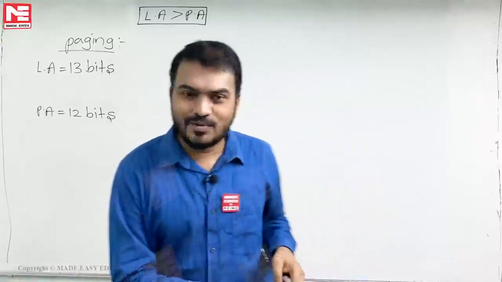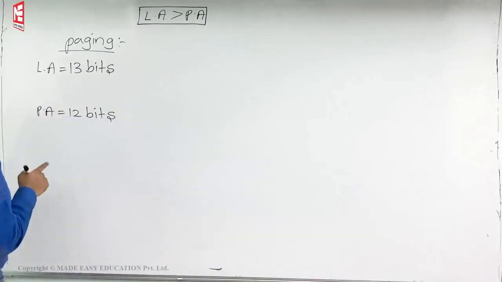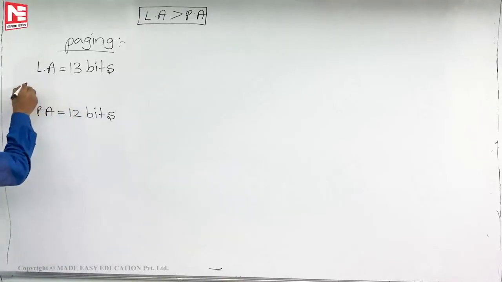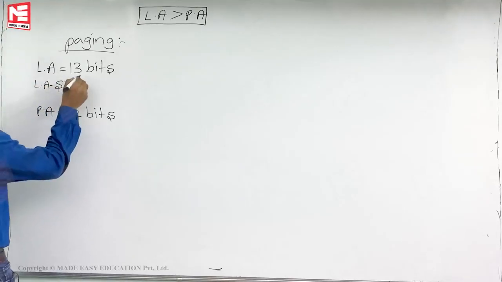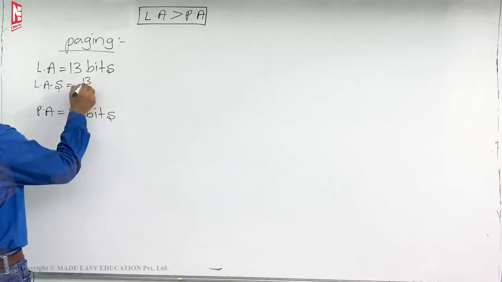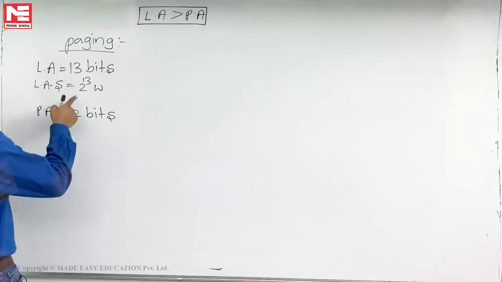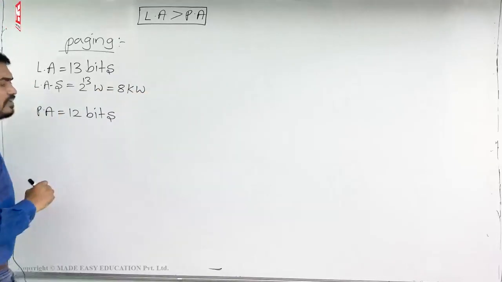So listen carefully. Logical address is 13 bits. Now tell me, if logical address is 13 bits, what will the logical address space be? Logical address space is 2 power 13. I am assuming word addressable memory, so 2 power 13 words. What is its value? 8 kilo words.